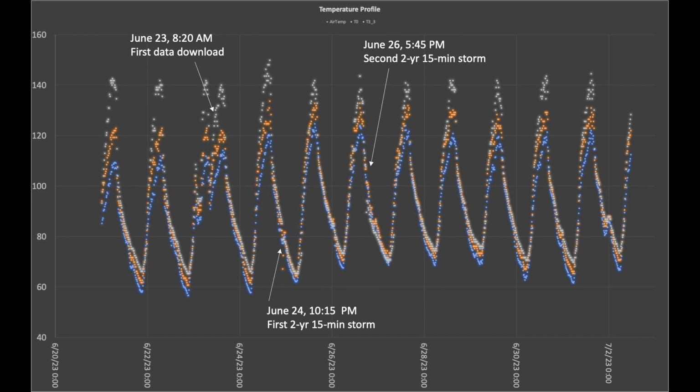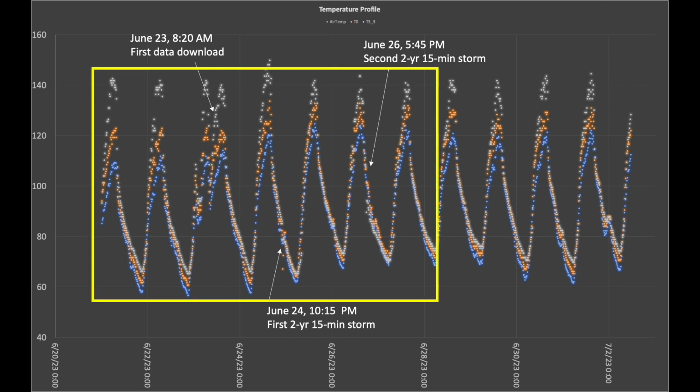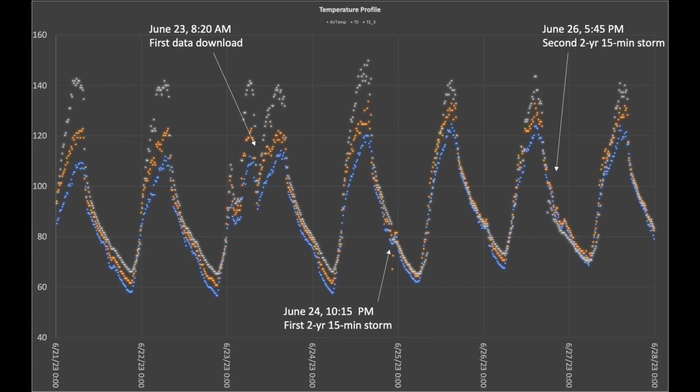Next, I'm going to remove the data for the deeper temperature sensors to see if anything of interest pops out in the ambient air column above the basin or the shallow soil profile. In doing so, I'm going to focus in on this part of the graph right here, just to make any changes a little bit more visible. And here's that data zoomed in.